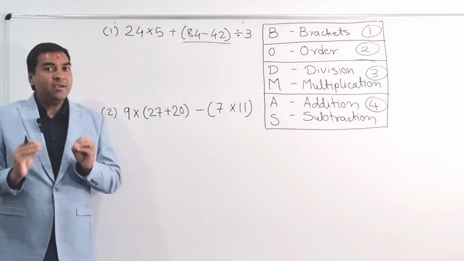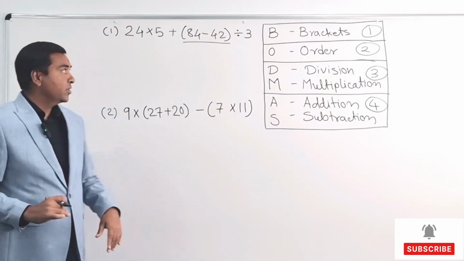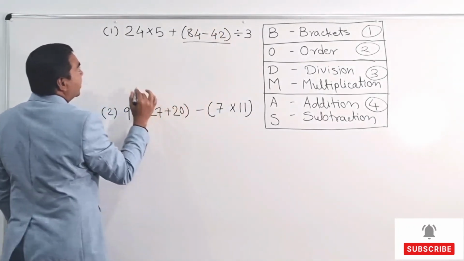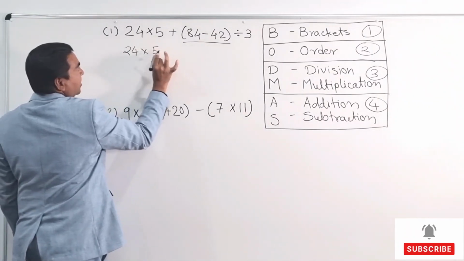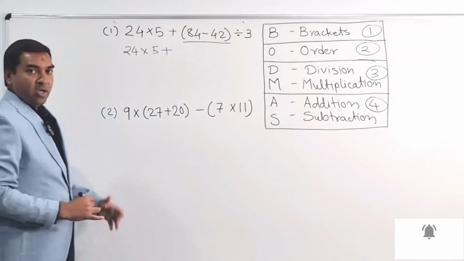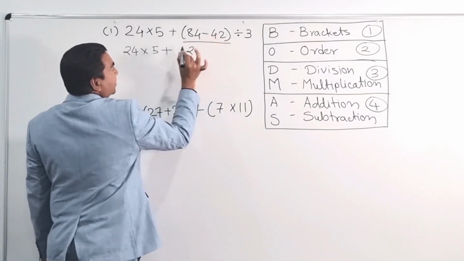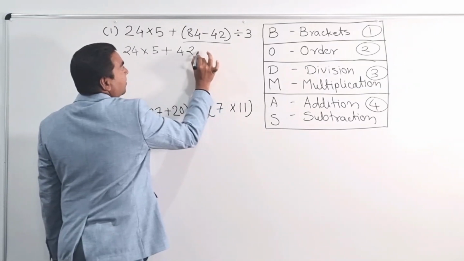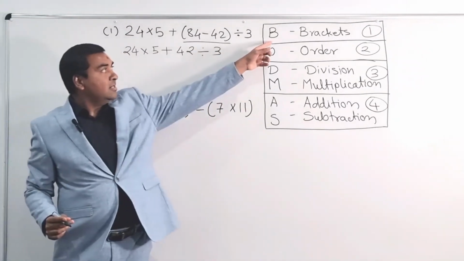Guys, very important thing, we are going to do only one operation at a time so that there is no confusion. So I'll be just focusing everything in this bracket, and then the rest of the things I'm going to write down as it is. So 24, I will not change anything, times 5 as it is, and then plus. Now 84 minus 42. So I think quite simple. We can do 4 minus 2, which is 2, and 8 minus 4, which is 4. So I think that's quite an easy process. And then there is a divided by, and then 3. Now my bracket is resolved.